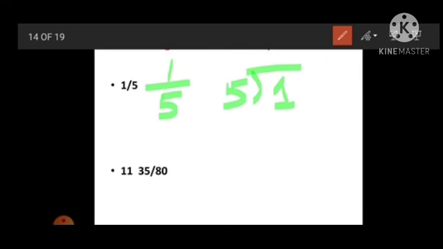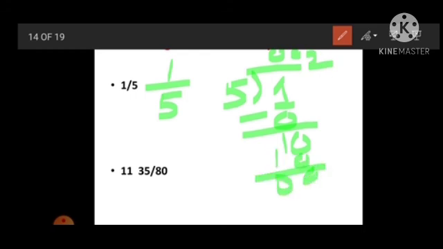So 5 zeros are 0, 1, point, we will put 0, 5 2s are 10. Okay. So what is our answer? 0.2. Now the next example.